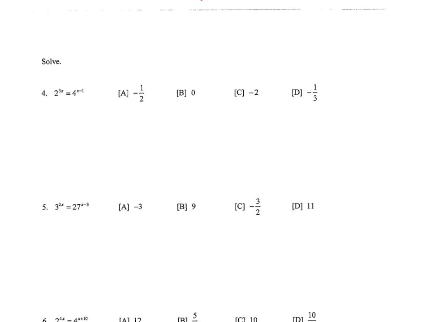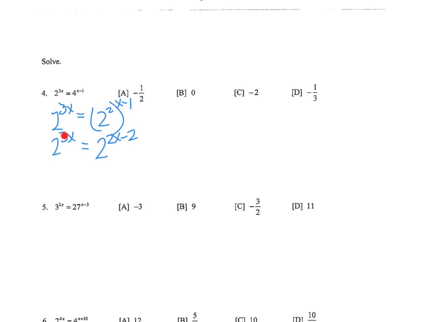Okay, my common base for 2 and 4 is 2. 2's done, 4 is 2 squared. If I rewrite my equation, 2 doesn't change, raised to the 3x. 4 changes into 2 squared, still to the x minus 1. Simplify your exponents. Don't have to do anything here. 2 to the 3x is equal to 2 to the 2x minus 2.